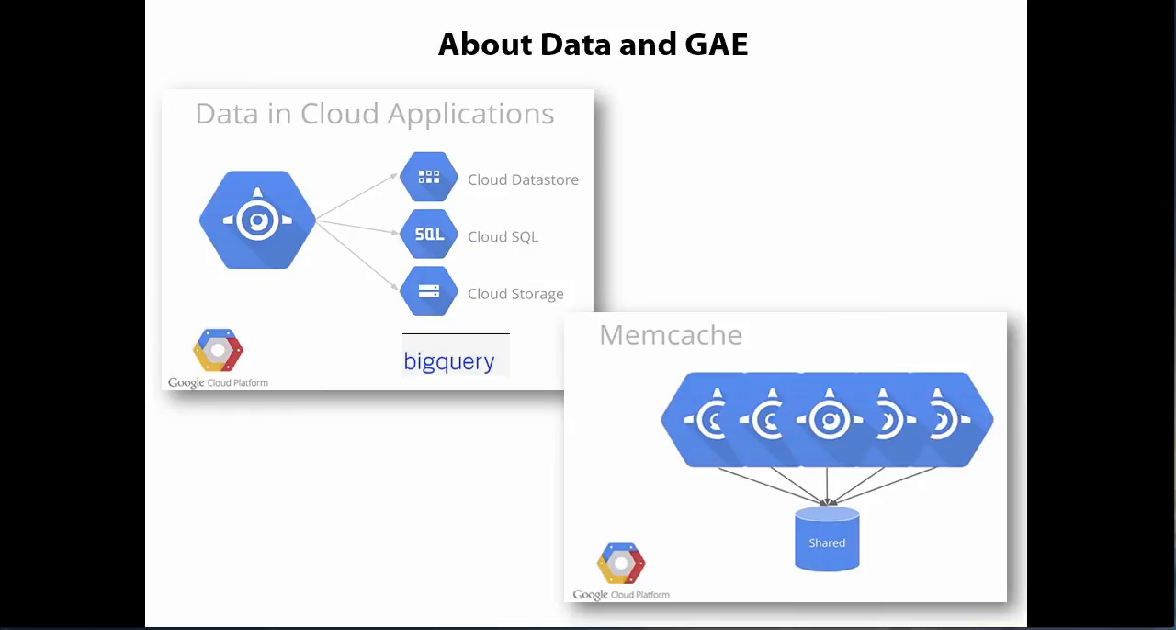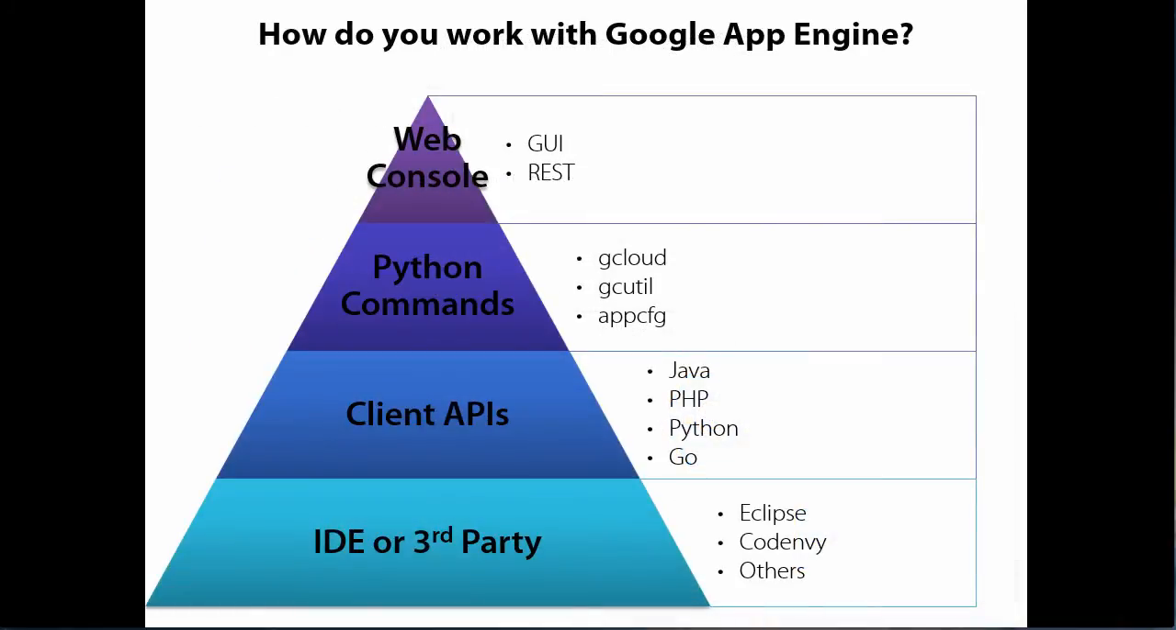Now, because BigQuery is very unique to Google, what I thought I would do is show just a tiny bit of BigQuery here as well. And before I do that, how do you work with App Engine? Like any other service, you start with the web console. It does generate REST requests, just like I showed you with GCE. There are Python commands as well that I'm going to be going over in screencast 4. That's gcloud, gsutil, appcfg, and others. Client APIs, which I'll be going over in screencast 5 for Java.